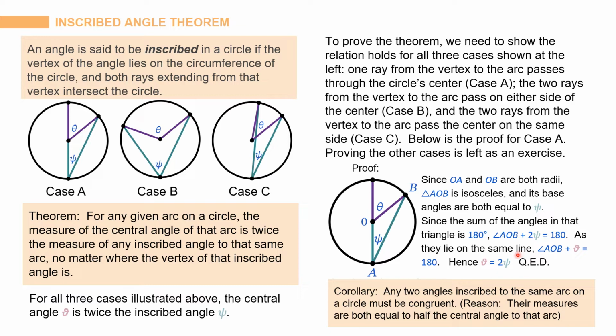There's an important corollary. Any two angles inscribed to the same arc on a circle must be congruent. The reason is their measures are both equal to half the central angle to that arc. If their angles are equal, then they're congruent.